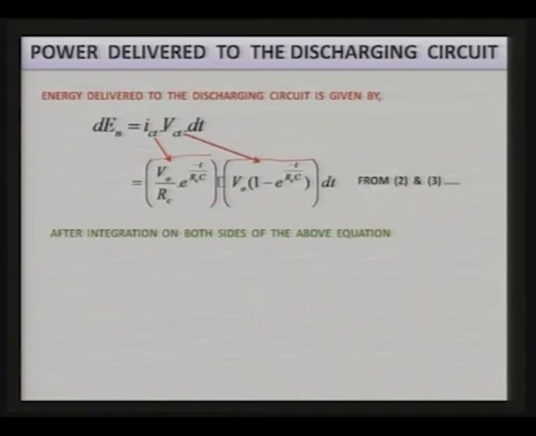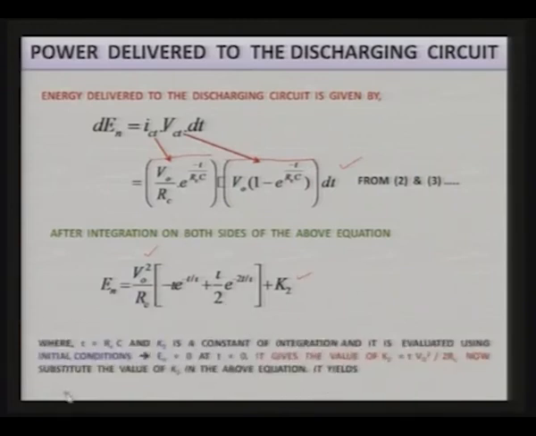Now, integration on both sides of this particular equation will result in E n, that is the energy, equal to V 0 square RC minus t e raised to power minus t over tau plus 1 tau over 2 e raised to power minus 2 t over tau plus k 2, where again k 2 is the constant of integration, and tau is the RC. This RC has been replaced by this tau.